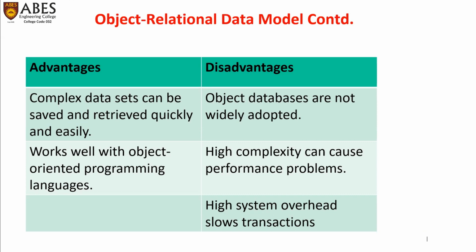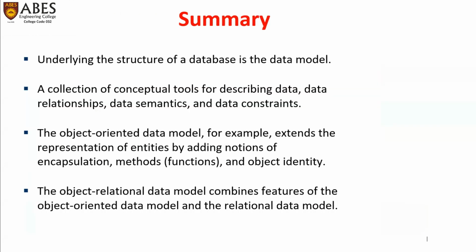Disadvantages: object databases are not widely adopted. This model is not widely adopted. That's why we have only PostgreSQL as an example. Next, high complexity can cause performance problems. Next, high system overhead and slow transactions. So within this data model, we have very high system overhead, and if you are adding or deleting some information, it also takes time.